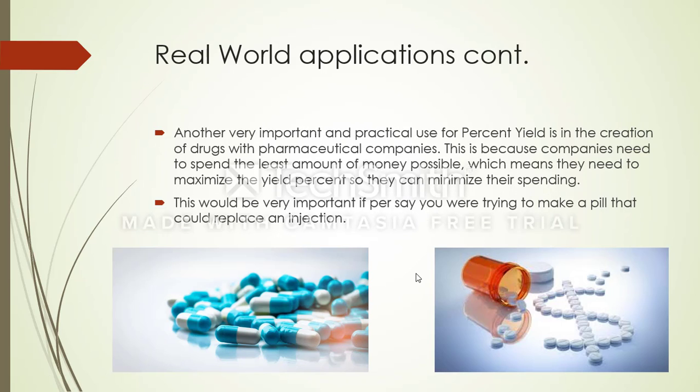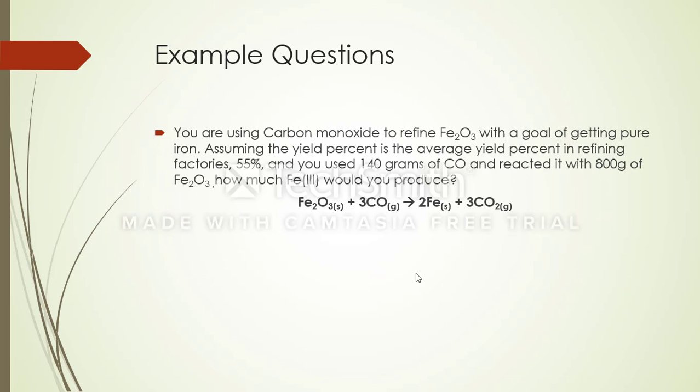Another very important and practical use for the percent yield is the creation of drugs with pharmaceutical companies. This is because companies need to spend the least amount of money possible, which means they need to maximize the yield percent so they can minimize spending and maximize profit. This is super important in the creation of drugs. Say you want to turn an injection into a pill form, you have to figure out what the proper experiments and reactions you have to do to maximize your yield percent, and then that just gives your drug company more money. So we have a couple example questions.